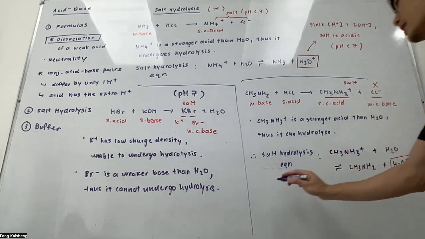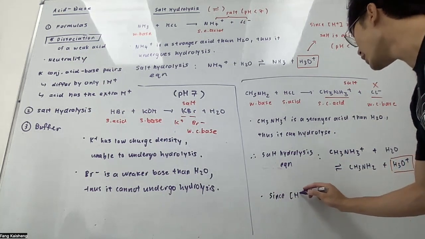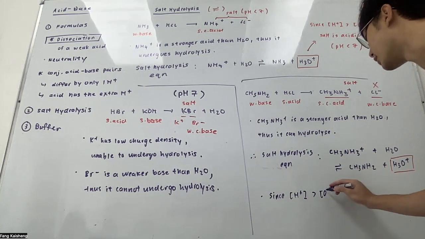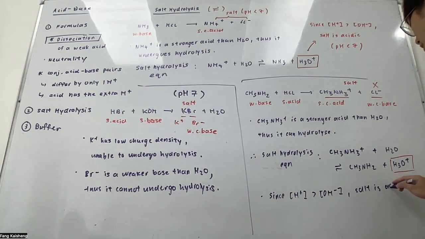This overall salt is acidic. Right now, you have a bit more H plus than OH minus ions in the solution. So the salt is acidic, pH less than 7.